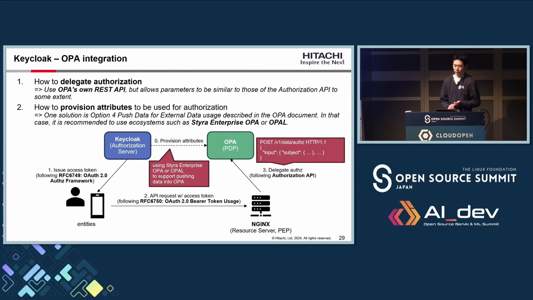Before moving on to the demonstration, I first explain the result of our verification. Regarding Keycloak OPA integration, to delegate authorization, we can use OPA's original REST API, which allows parameters to be similar to those of the authorization API to some extent. To provision attributes, one solution is option 4, push data for external data usage, described in the OPA document. In that case, it is recommended to use ecosystems such as Styra, Enterprise OPA, or OPAL. This time, we didn't verify the integration using an ecosystem other than OPA.